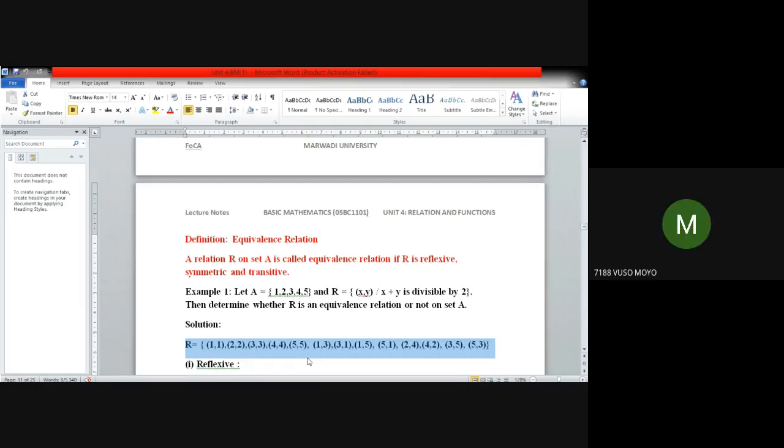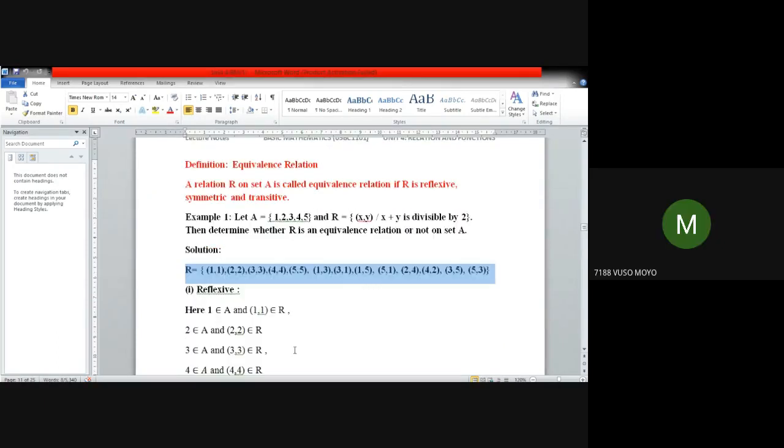Why is this relation reflexive? Reflexive means, if set A has 5 elements 1, 2, 3, 4, 5, then every element of the type (a, a), for example (1, 1), (2, 2), (3, 3), (4, 4), (5, 5), should be in the relation R. So is it reflexive? Yes, it is reflexive.